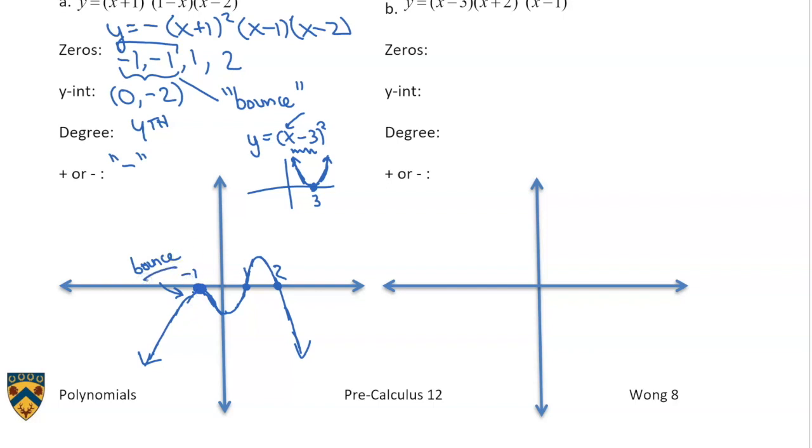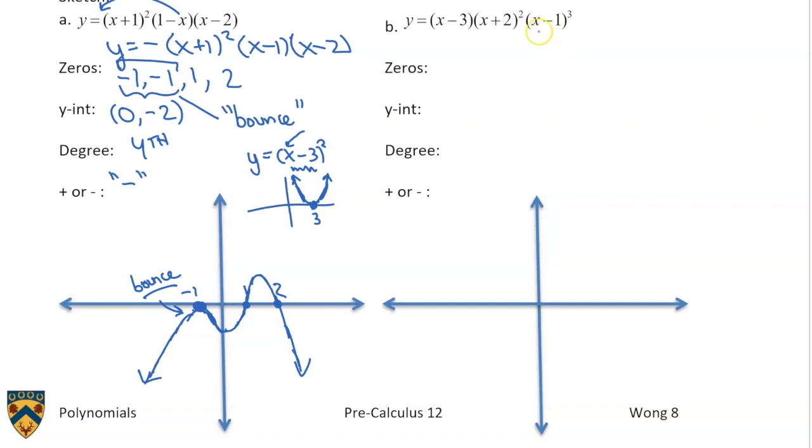Okay, so example B. Now we have something in which we have a multiplicity of 3. So our zeros here, there's nothing to factor out. Our zeros here would be 3, -2, -2, 1, 1, 1. And if you were to expand that, that would be a 6-degree polynomial, and it's going to be positive. There's no negative that we had in front. The y-intercept, if you put in zeros there, you would get -3 times 4, which would be -12. -12 times -1 would be +12.